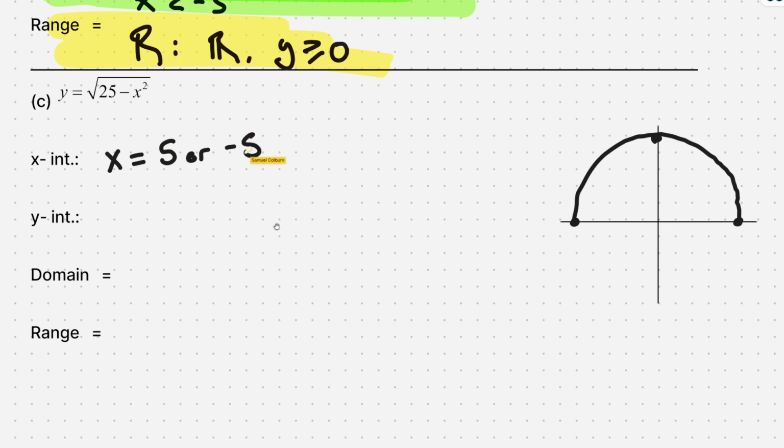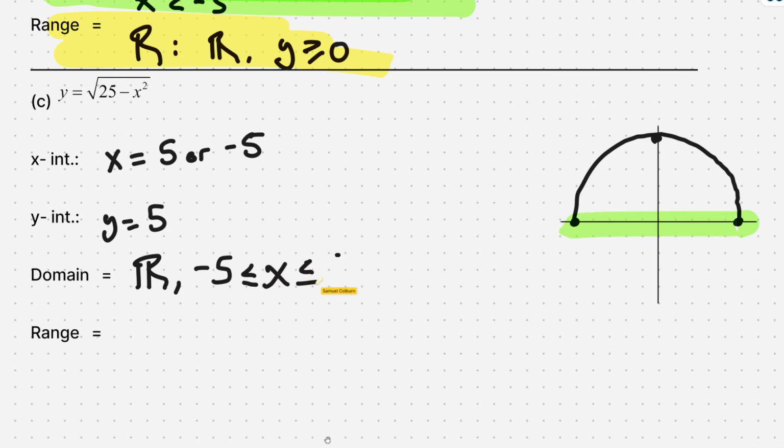The x-intercepts are 5 and negative 5. The y-intercept is only positive 5 because, right, y equals the square root of something. The square root of any number has to be positive. So we're not getting negative 5, we're only getting positive 5. The domain, remember, is the possible x values. And so we have x values ranging from negative 5 all the way up to positive 5. I'm going to say the domain is all real numbers such that negative 5 is less than or equal to x less than or equal to 5.